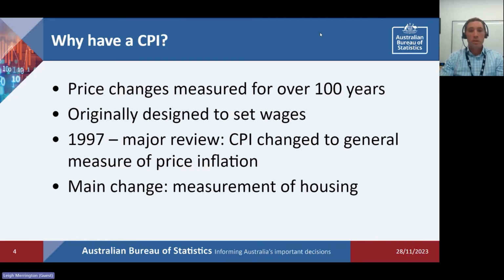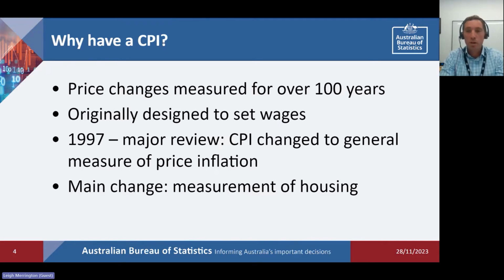Okay, so why do we have a CPI? The ABS has been measuring price change for over 100 years, and the CPI in its current form goes back to 1948. So it's actually the 75th year of producing the CPI, and we've got some material coming out tomorrow with the monthly indicator, just to mark that milestone. So keep a lookout for that.